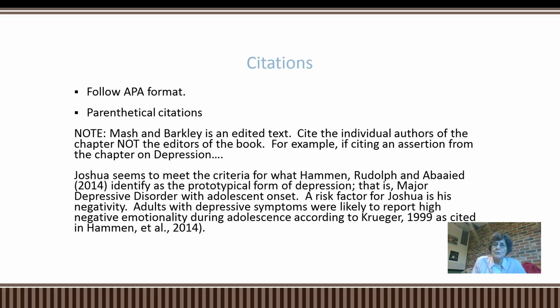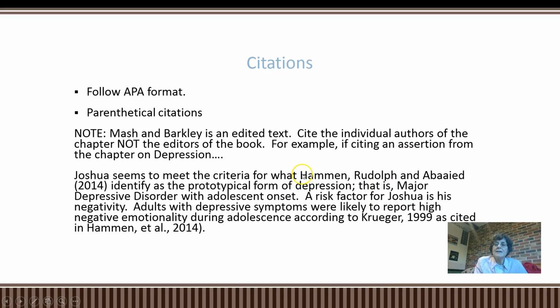So let's go down to the paragraph. This is an example of how you might write about a specific risk factor. You can read it, but let me just walk you through it. So Joshua seems to meet the criteria for what Hammond, Rudolph, and Abiad 2014 identify as the prototypical form of depression. Now, 2 things, and this is an idiosyncrasy. It's not all that important, but it drives me crazy.